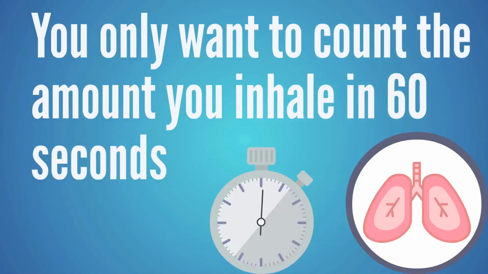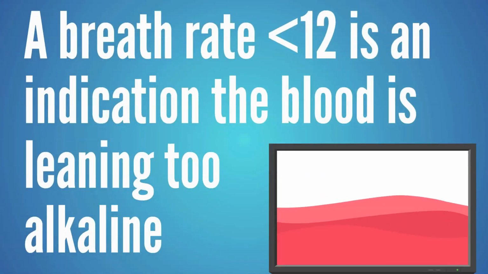But if you were to take steps ahead of time, like right now, you can check your breath rate, and that can give us an indication of if the blood is leaning a little bit too far on that alkaline side. So you can just set a timer for 60 seconds and then just count the times that you inhale in that 60-second period. Don't count inhale as 1 and exhale as 2, just count the inhales. And if it's lower than 12 inhales per minute, that's a sign that your blood may be leaning a little bit too far on that alkaline side. And then all of a sudden, this anxiety may start to make a little bit of sense for you.